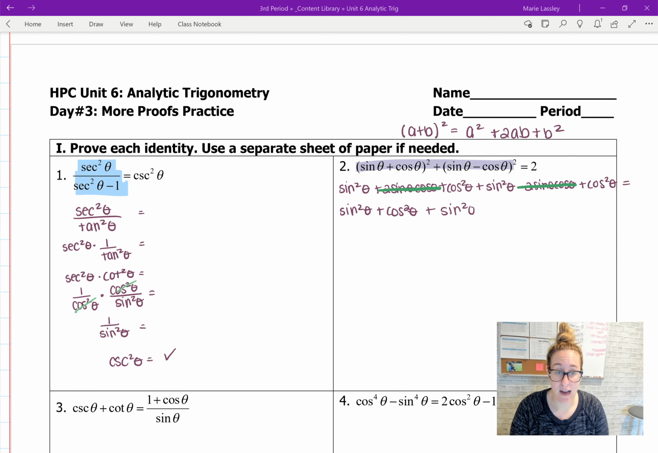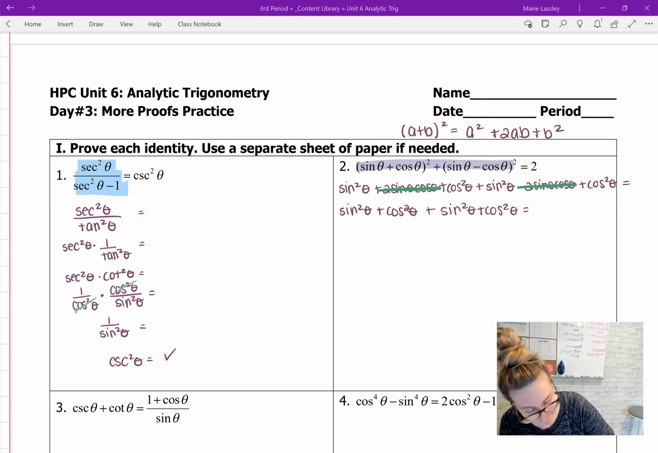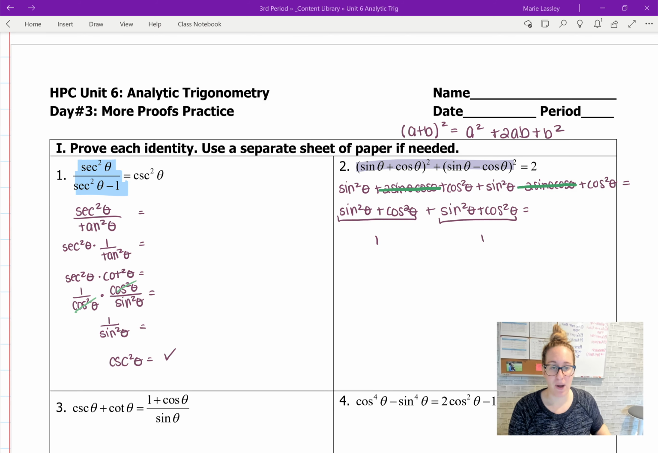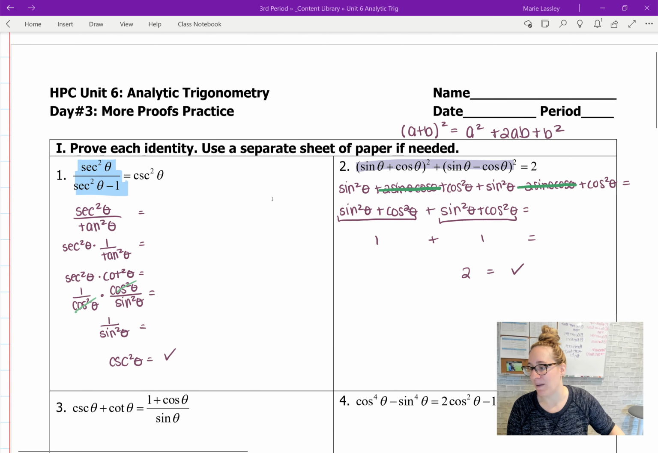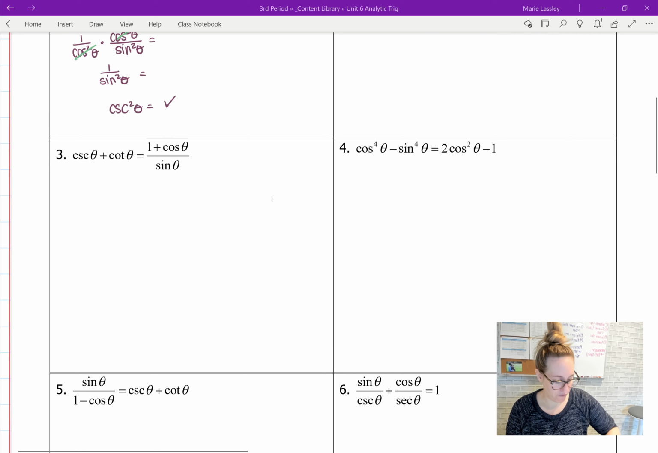Now this sets me up to use my Pythagorean identities. Sine squared plus cosine squared equals 1. So this sine squared plus cosine squared equals 1. And this sine squared plus cosine squared equals 1. So I end up with 1 plus 1, and as we all know, 1 plus 1 equals 2. And now I have proven that the left side is equal to the right side. All right, moving on to problems 3 and 4.